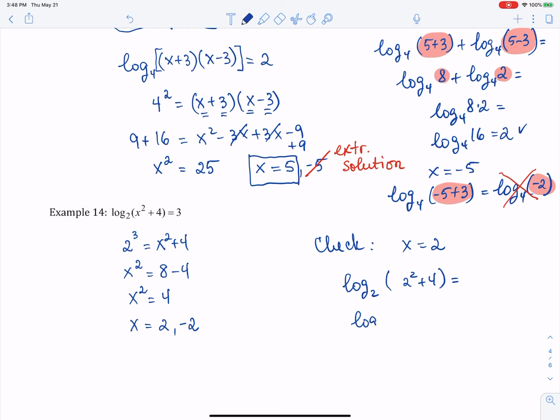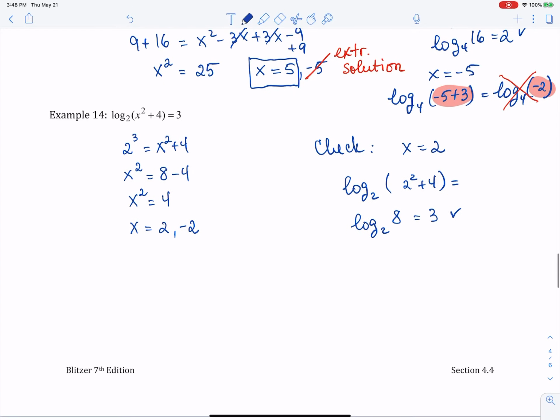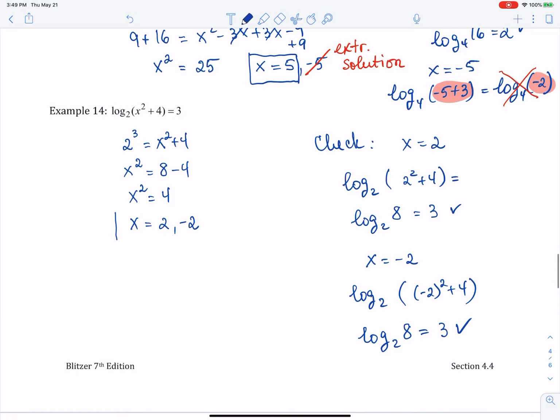So that's logarithm base 2 of 4 plus 4, which is 8, and indeed 2 to the third is equal to 8, so 2 works. Similarly, if we plug in x is equal to -2, logarithm base 2 of -2 squared plus 4 is gonna end up being logarithm base 2 of 4 plus 4, which is 8, and we end up having the same result. So it turns out that both of those numbers are solutions, and there is no extraneous solution.